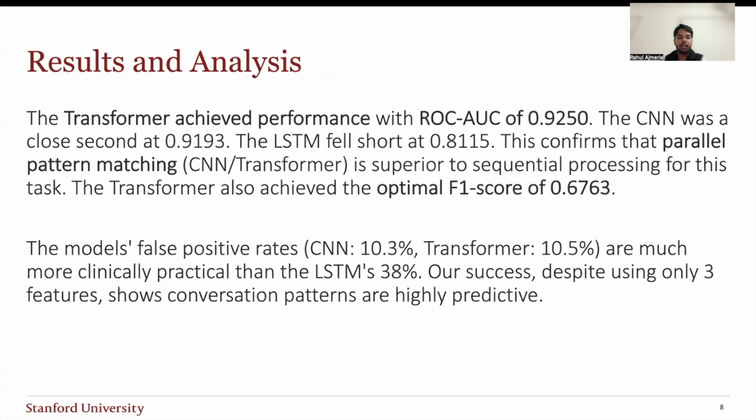Coming to our results, our transformer achieved 0.925 area under the curve, the convolutional neural network achieved 0.919 area under the curve, and the LSTM fell short at 0.81 area under the curve. This 14% gap between the transformer and LSTM demonstrates that the attention mechanism can relate any day to any other day, outperforming purely sequential processing for mental health prediction.